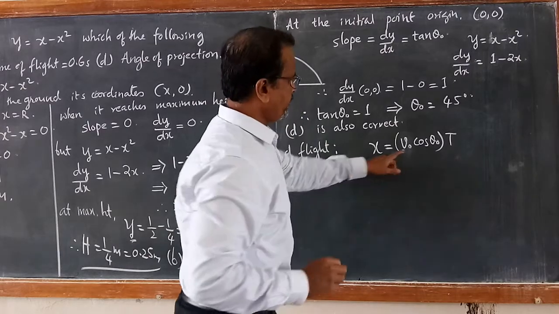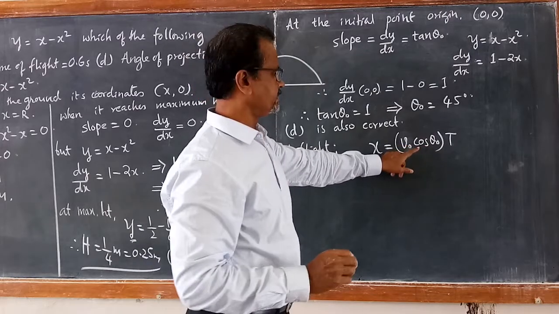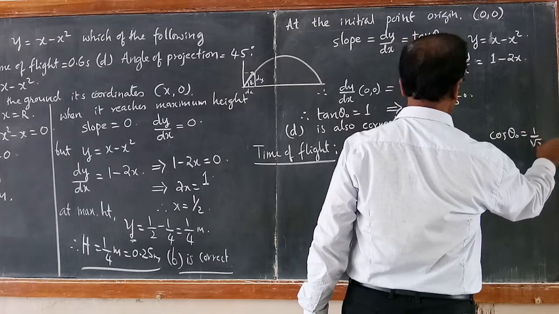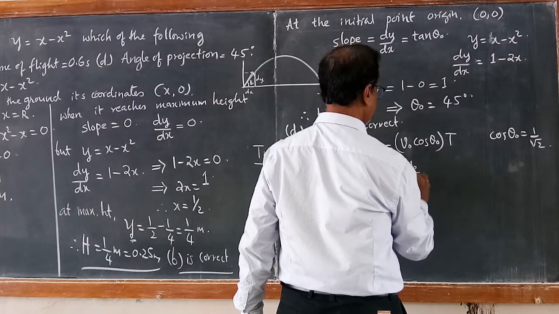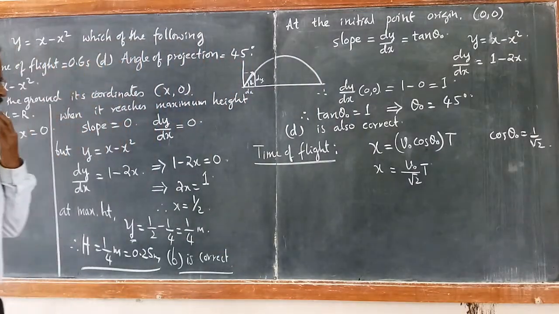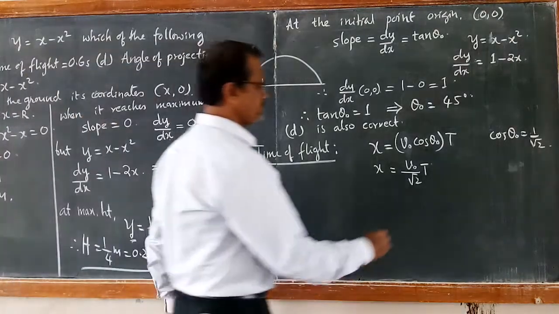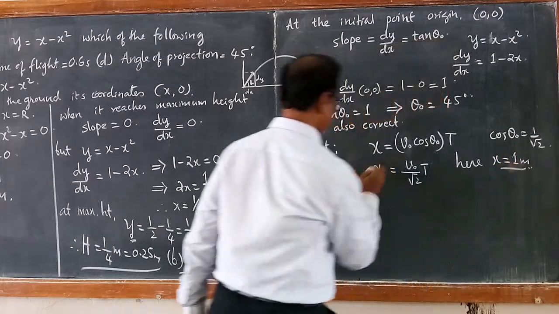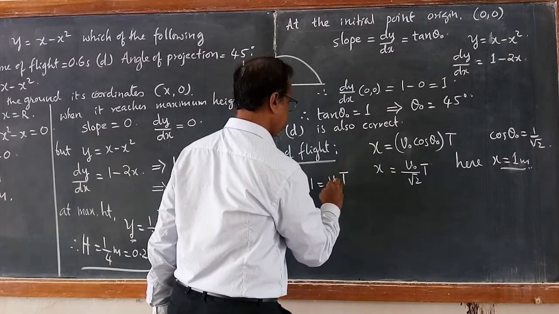When you put theta naught equal to 45 degrees, cos theta naught becomes cos 45, that is 1 by root 2. Therefore it becomes v naught by root 2 into t equal to x. But what is the value of x? The value of x we have already found from this problem. Range is 1 meter. Here x is already 1 meter. So putting x equal to 1, this implies 1 is equal to v naught t by root 2.